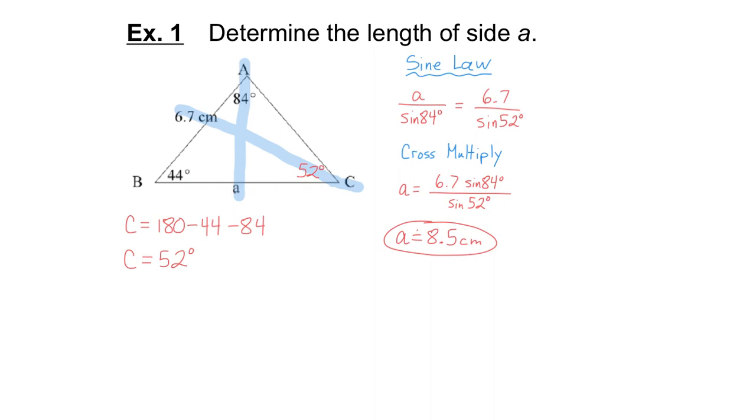side length A. Just to recap, if you can match up angles with their opposite sides and you know a complete pair, you can use the sine law. And once you're using the sine law, you cross multiply to solve for your unknown value.